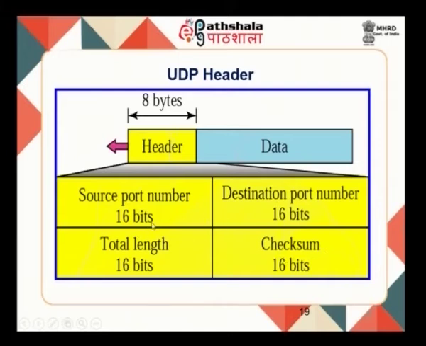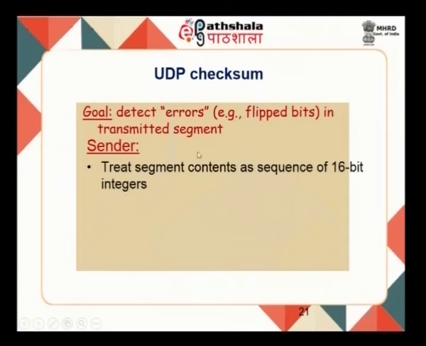So, with all this information being guaranteed by the checksum, you make sure that your endpoints are intact. That is, the delivery is taking place from the correct source IP address and source port number to the correct destination IP address and destination port number. Let us take a quick look at what is actually happening with the checksum. The reason we use a checksum is to detect errors that could be in the transmitted segment.